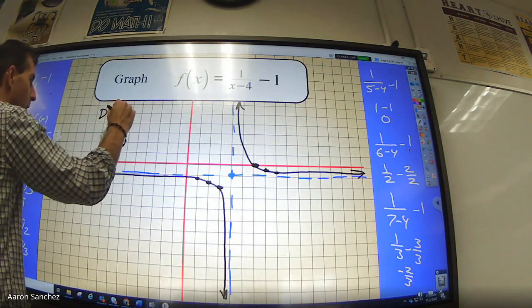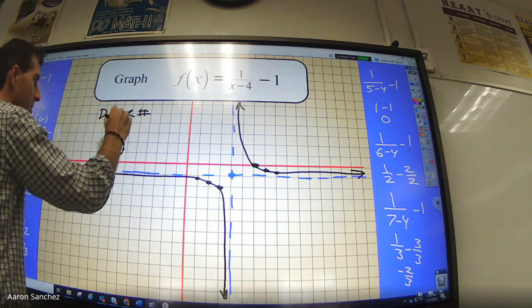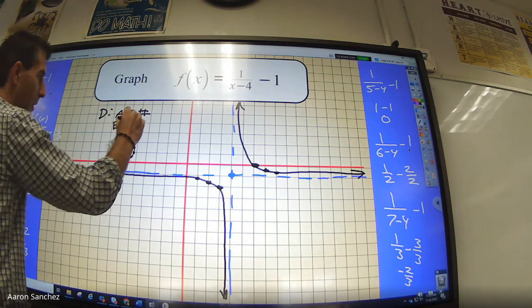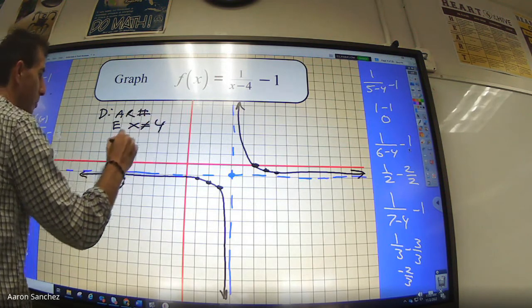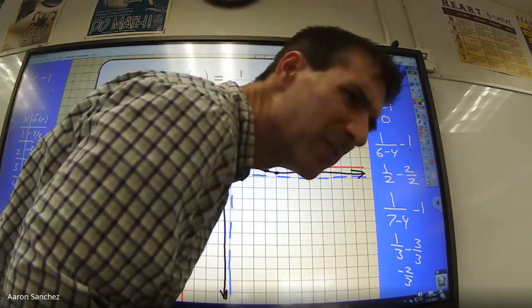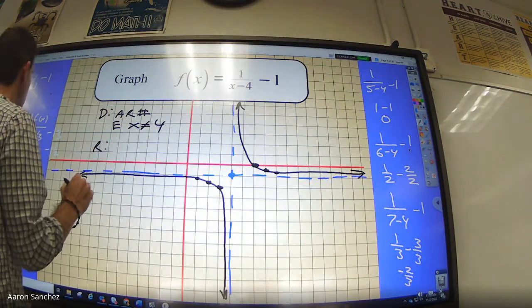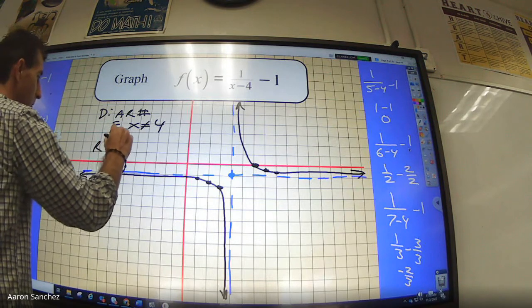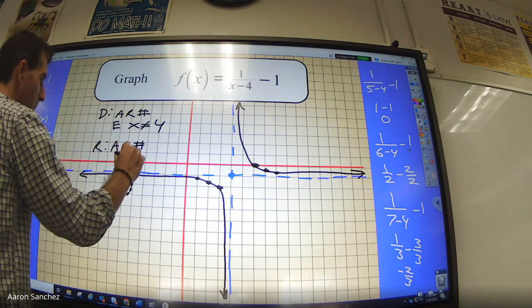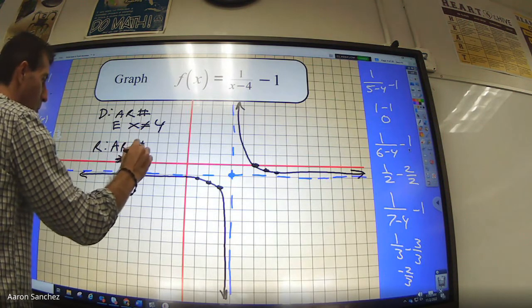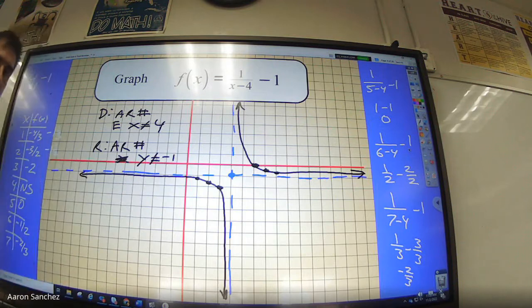Domain: all real numbers except x cannot be... Range: all real numbers except y cannot be negative 1.